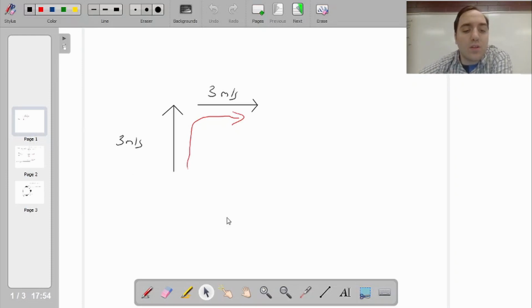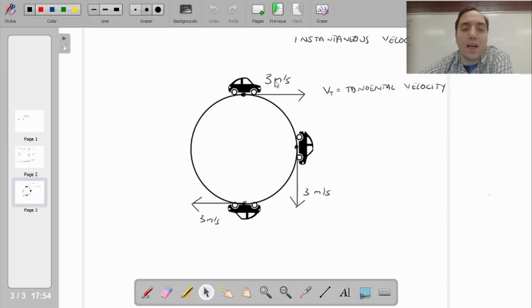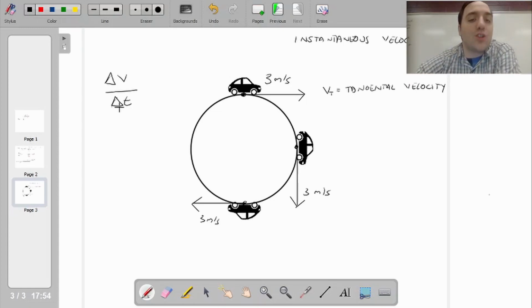But what if I want to start looking at smaller and smaller values? What if I want to start looking at a lesser amount of time? Because the average acceleration, or the average velocity, is over a larger period of time. But if you take that period of time and shrink it down, or more accurately, for those of you who understand calculus, as delta t goes to 0, as it gets smaller and smaller, your average velocity will slowly change into your instantaneous velocity.